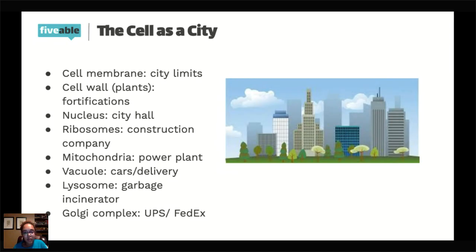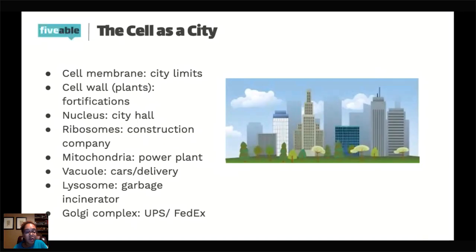You also have your Golgi complex, or Golgi apparatus. Same thing, just different names for the same thing. I like to think of them as UPS or FedEx because they package things. Like the actual UPS store packages things, gets them ready, and sends them off in the truck. The truck is the vesicle.